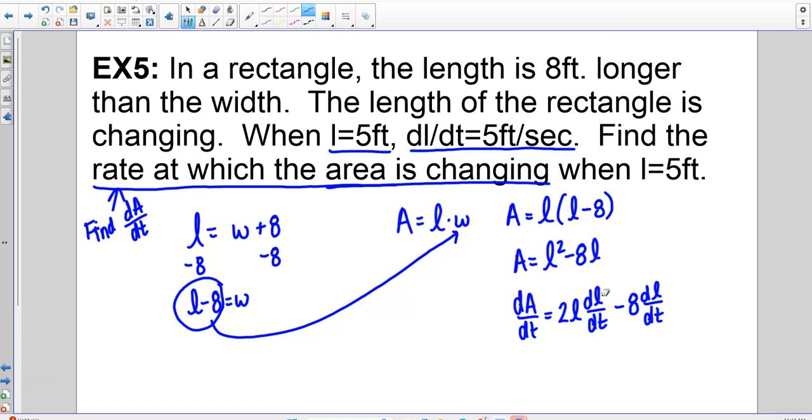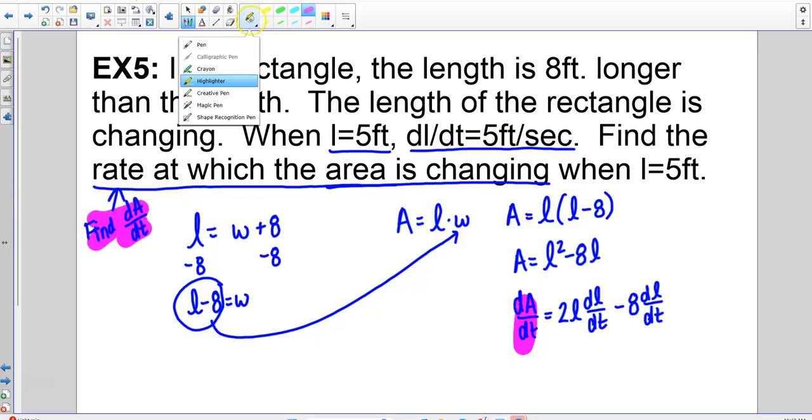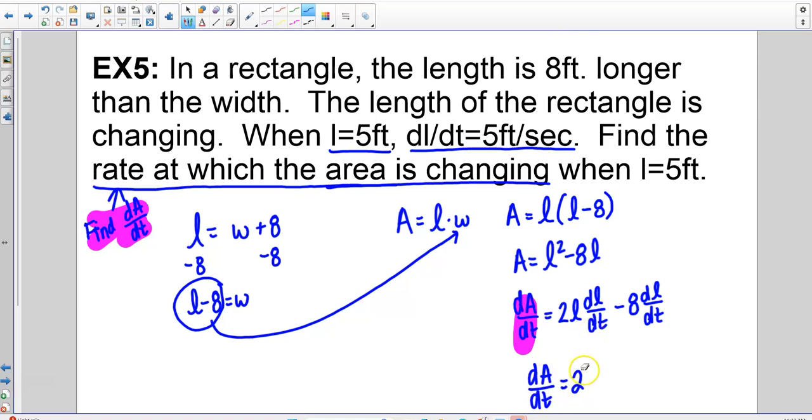Okay, if you can get to this point, setup is the hardest on this. Sometimes the derivative is difficult depending on what type of problem you have. This one had a pretty easy derivative. If you can get to this point, you should not have too much trouble because you're just plugging numbers in, right? We're finding dA dt, so dA dt is what we're trying to find. We are not replacing dA dt. They told us that L was 5. They told us that dL dt was also 5.